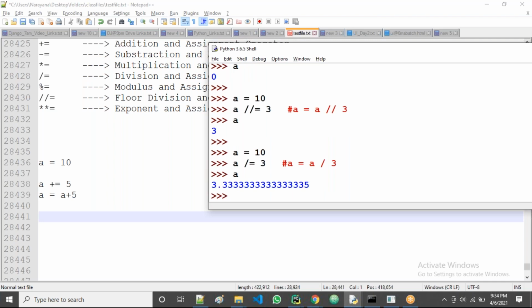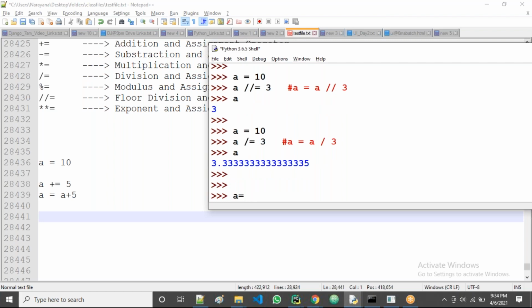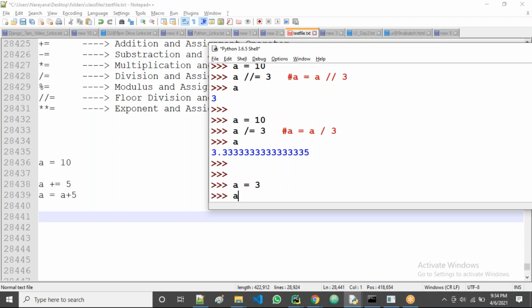Okay, fine. The last one, here I take a = 3, then a exponent equal to 5, a **= 5. Tell me now. Now internally how does it work? Internally a = a ** 5. What is the value of a already? 3.